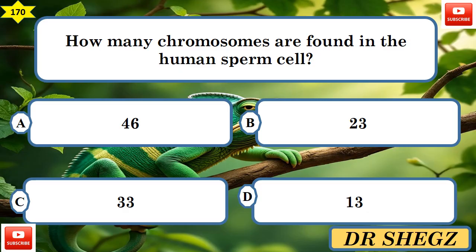How many chromosomes are found in the human sperm cell? 23. Remember, gametes have a haploid number of chromosomes. The zygote has a diploid number of chromosomes. So for gametes, which the sperm cell is, it is 23.